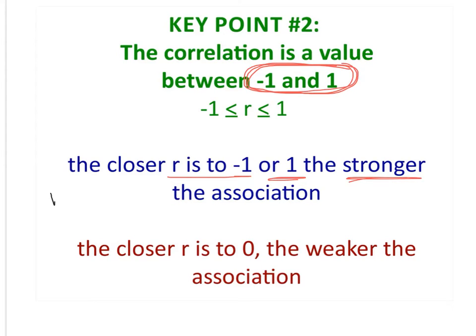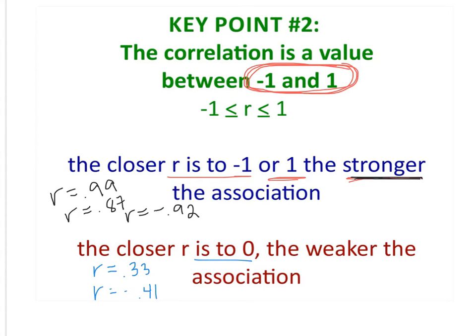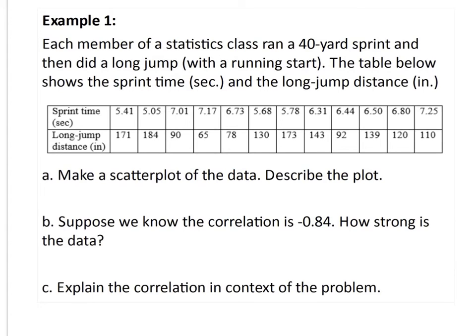So examples of that are like if R equals 0.99 or R equals 0.87, those are strong. Or I should give the negatives. R is -0.92. Those are strong associations or strong correlations. But the closer I am to 0, so if R is like 0.33 or R is -0.41, those would be weaker. So let's take a look at an example and kind of how this would be asked in a problem.